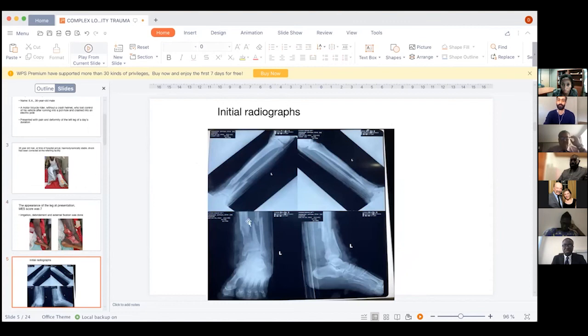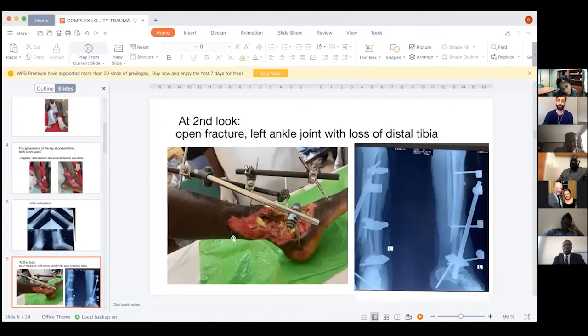But before that, the initial X-ray we took showed this multi-fragmentary fracture of the distal left tibia with articular extension, which you can see on the lateral view. There were also some losses of bone fragments at the time we examined the patient at the OR. So this was a second look, 3 days after the initial debridement. And as you can see, we had a lot of bone loss, especially distal tibia metaphyseal bone fragments were lost.